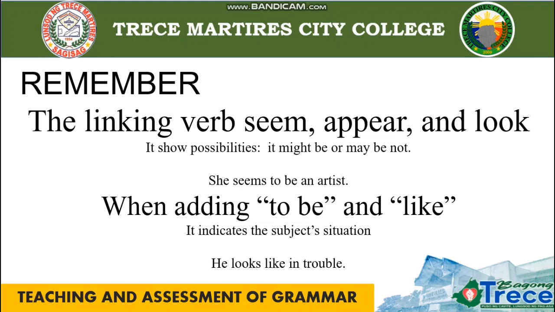But in his situation, or what we see, he looks like in trouble. Kumbaga, the "to be" and "like" indicate the subject situation or make us think that maybe that person is in that kind of situation. So the seems, appear, and look, and the "to be" and "like" added to our linking verbs, show possibilities and might indicate the subject situation.